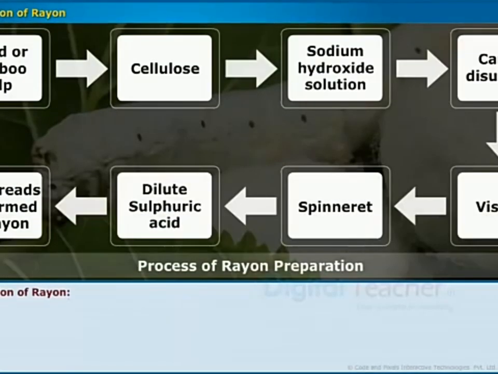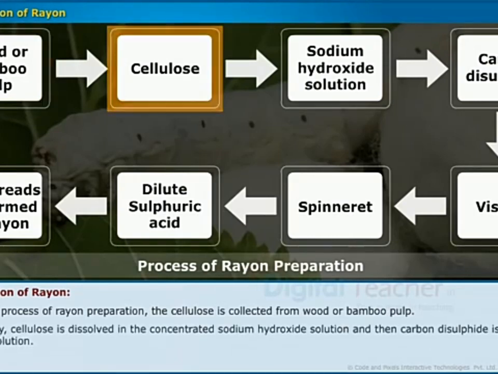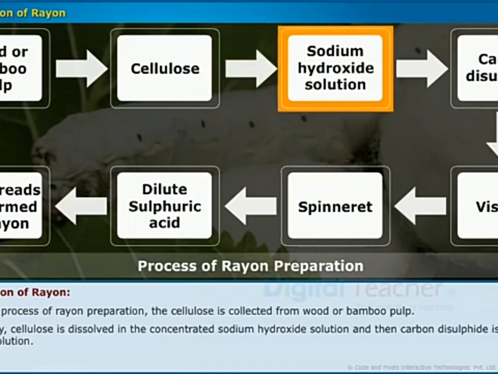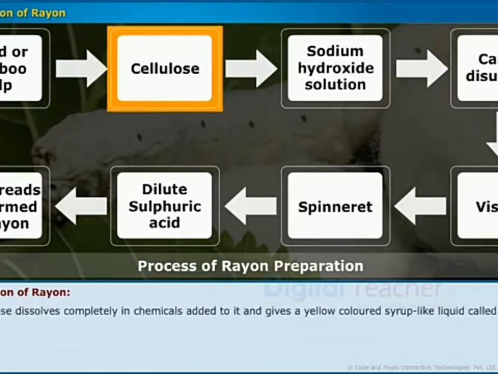Let us now discuss how rayon is prepared. In the process of rayon preparation, the cellulose is collected from wood or bamboo pulp. Initially, cellulose is dissolved in concentrated sodium hydroxide solution, and then carbon disulfide is added to that solution. Cellulose dissolves completely in the chemicals added to it and gives a yellow-colored, syrup-like liquid called viscose.